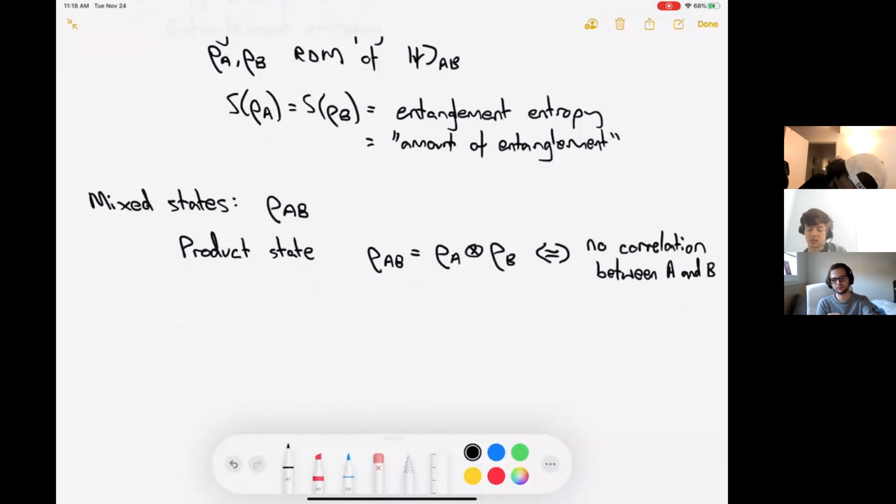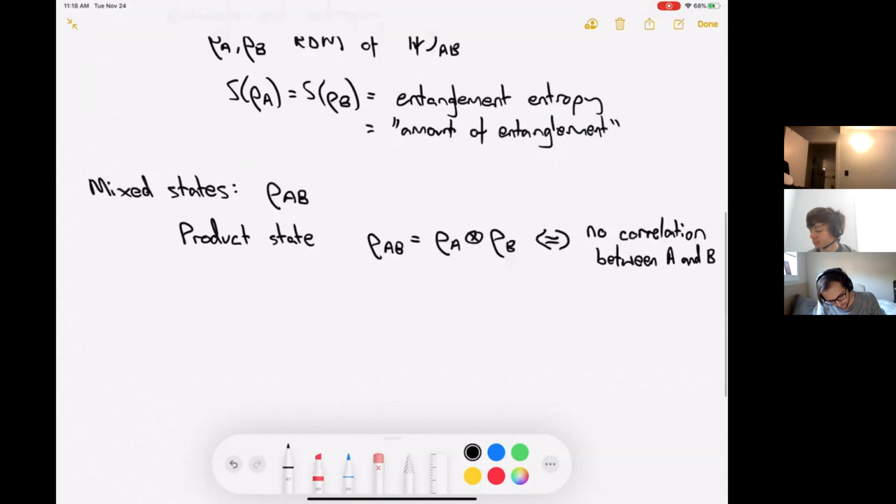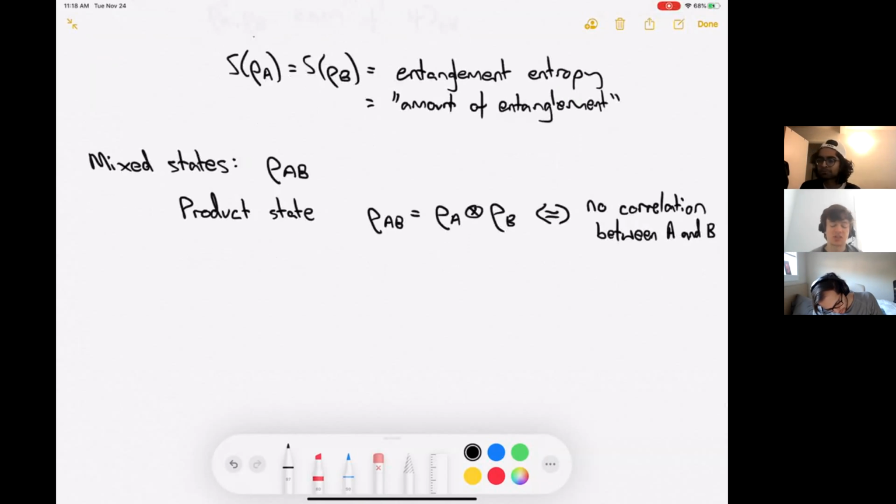Okay, so the expectation value of a product of an observable on A and an observable on B will be just the product of the expectation values, for example. We have no correlation there. So you might say, great, so the answer is just like before: an entangled mixed state is just a state that can't be written as a product state. That might be a bit quick. So what about the following?